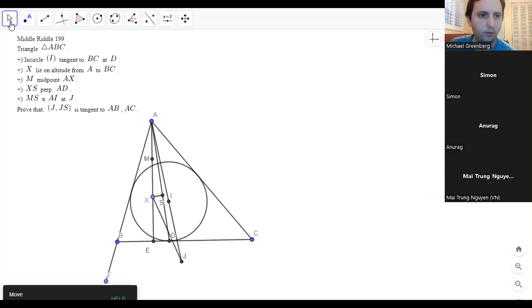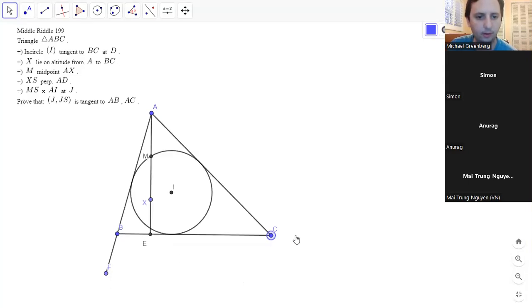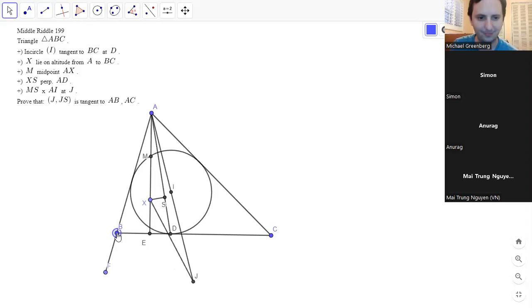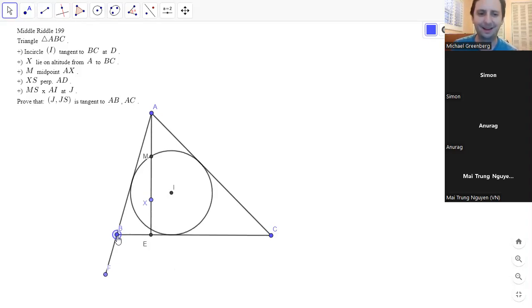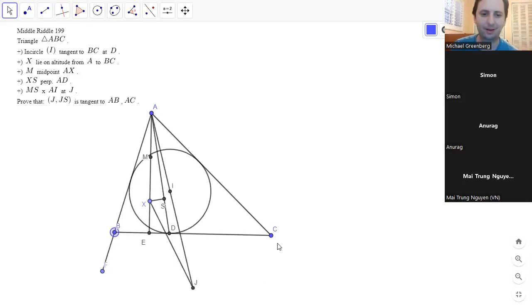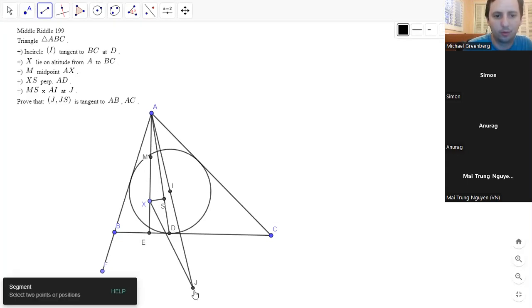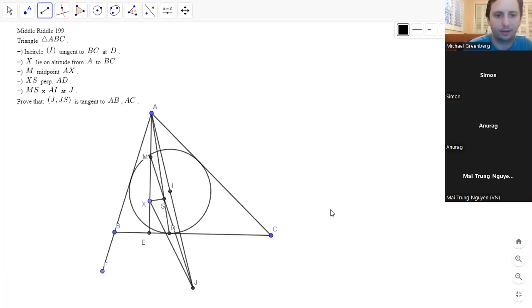J is the intersection of MS and AI. Yeah, it's hard to get a good diagram, I'm sorry. GeoGebra has its own configuration issues. Point D keeps disappearing, which causes everything else to disappear. So M, S, and J are collinear in the problem, and then AXS is tangent.